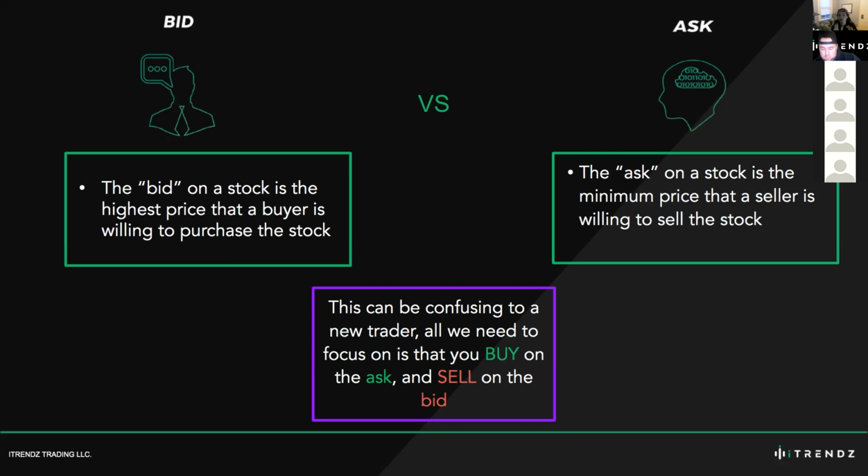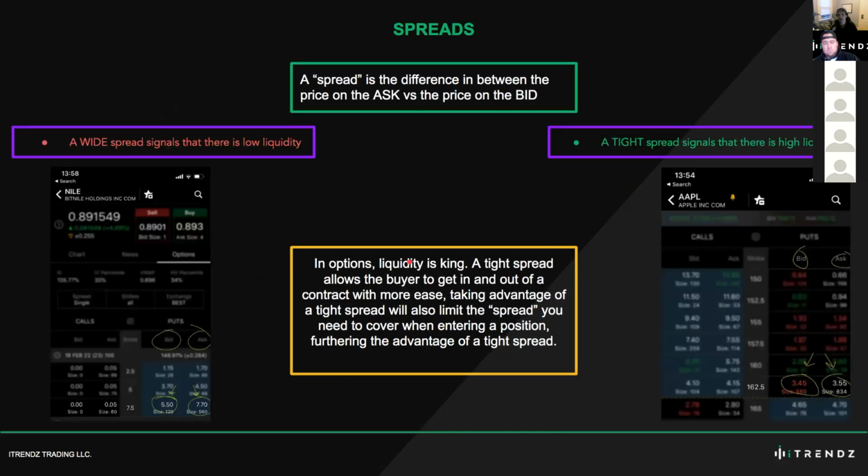Once you get into the other realm of clicking the bid, it gets a little bit more complex. At iTrends, all we do is buy on the ask. Buy on the ask. Buy to open, then sell to close. That's all we're interested in here. Makes things a lot simpler.